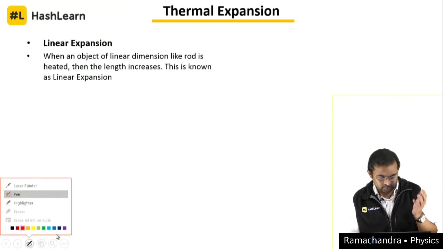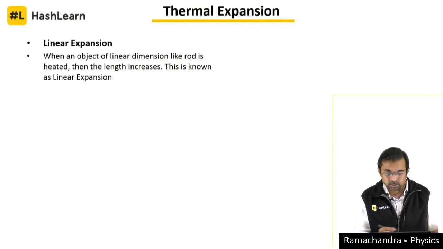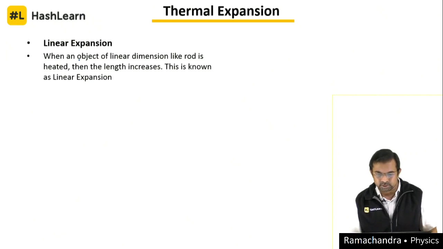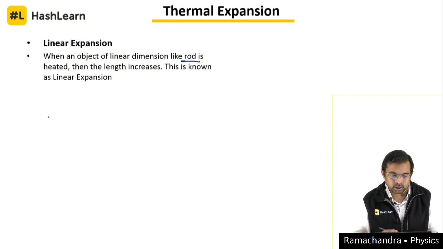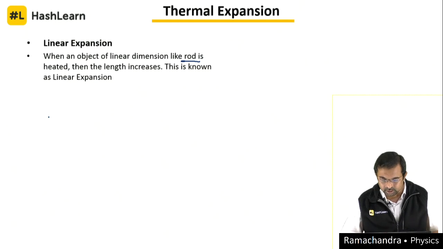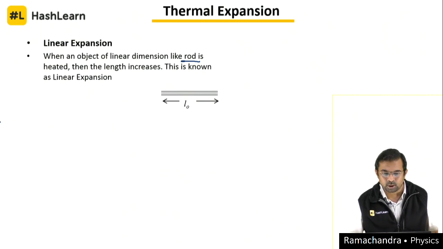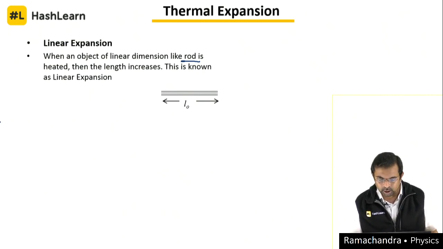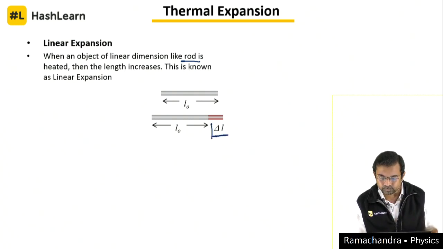So now, in the case of a linear expansion, when an object of a linear dimension, or a one-dimensional body like a rod, is heated, then the length is going to increase. I have made animations for the majority of these. Let's assume this is a rod of length L naught, and you increase its temperature. It's going to increase its length by delta L. This we call linear expansion.